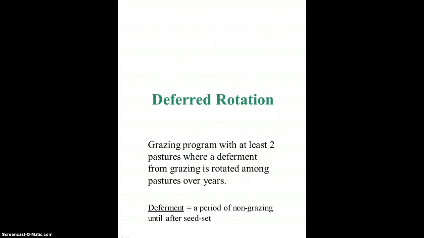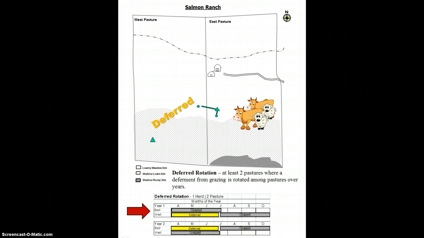Okay, now let's say that we were a little worried about some aspects of a ranch and we wanted to defer some of the areas, or in other words, we wanted to leave them ungrazed until after seed set. Then we could apply a deferred rotation system. It would be a very simple one.